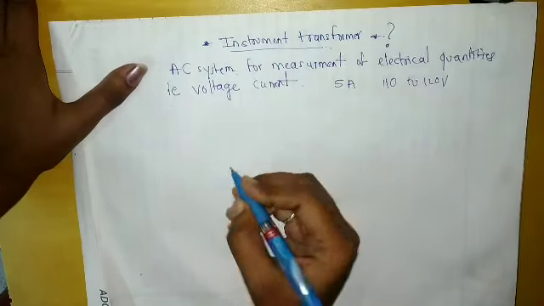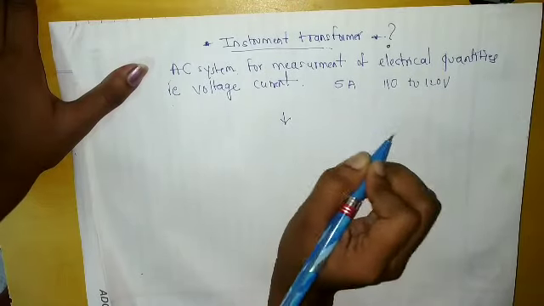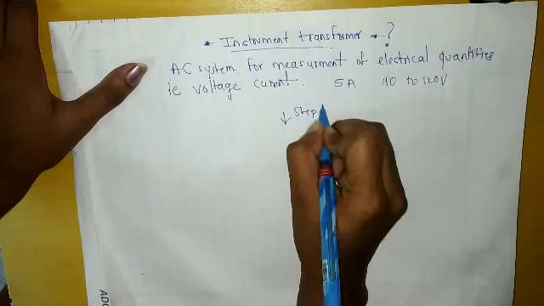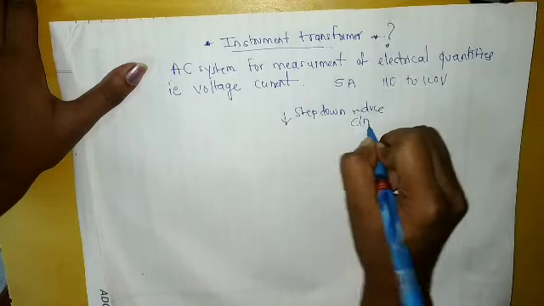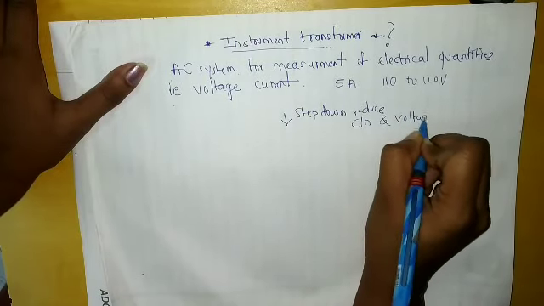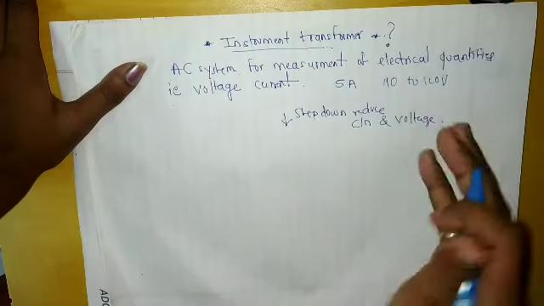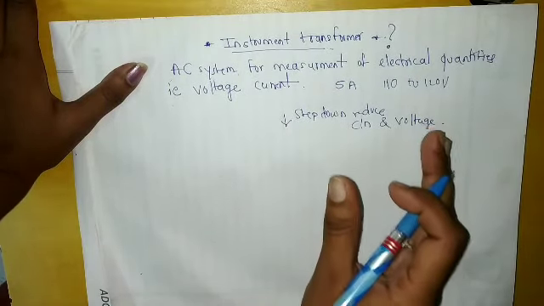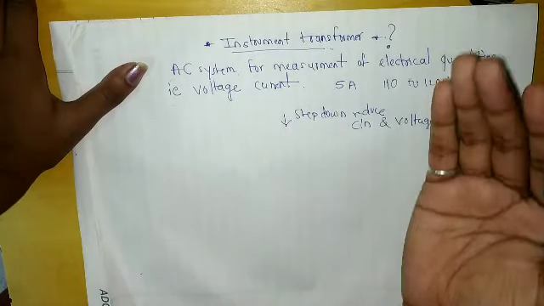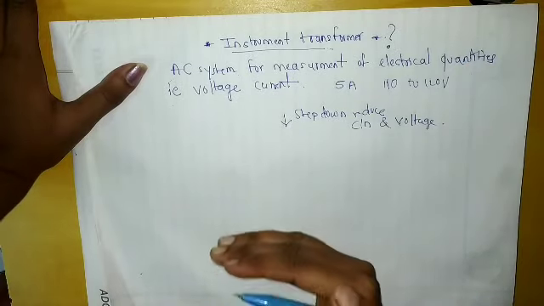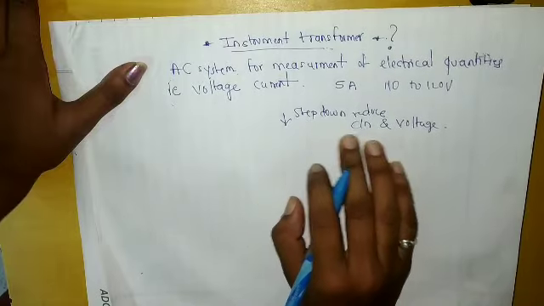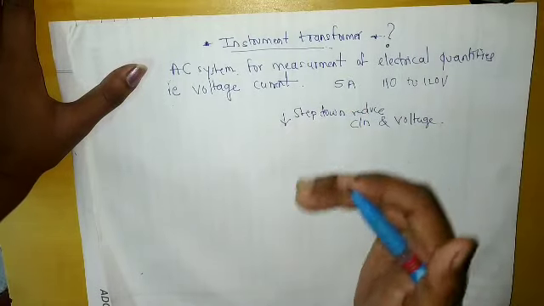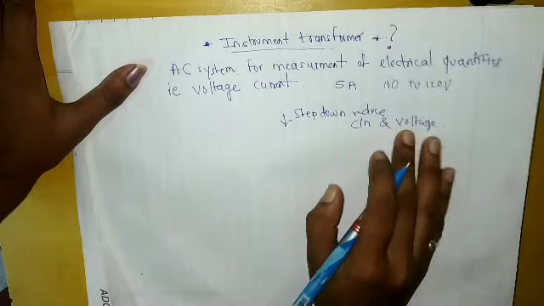Step down means what? To reduce. What to reduce? Current and voltage. Why? Because our regular ammeters cannot measure current and voltage at higher values, right? So what do we have to do? We have to reduce that current and voltage. So the basic function is to step down AC voltage and current.